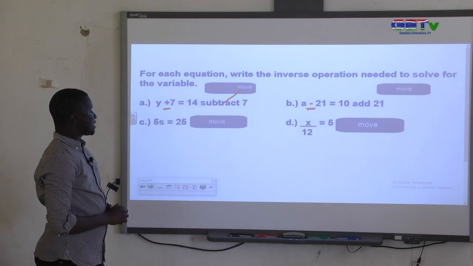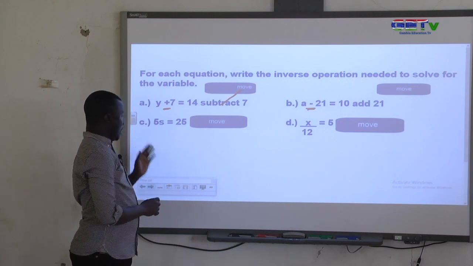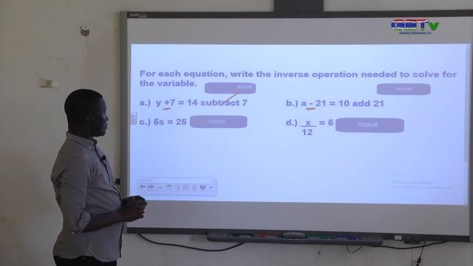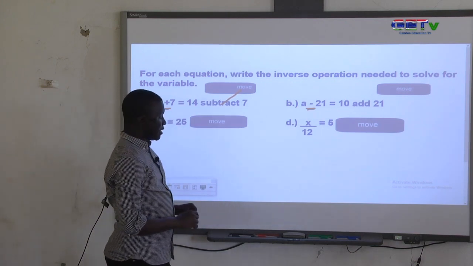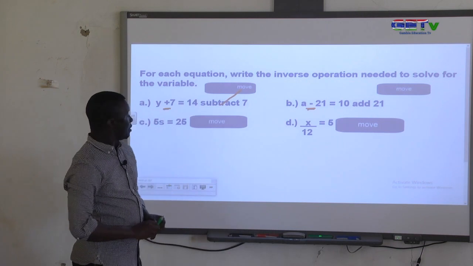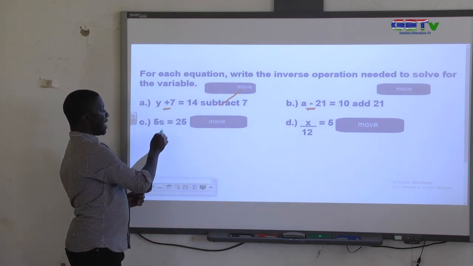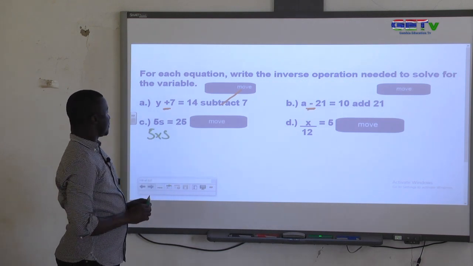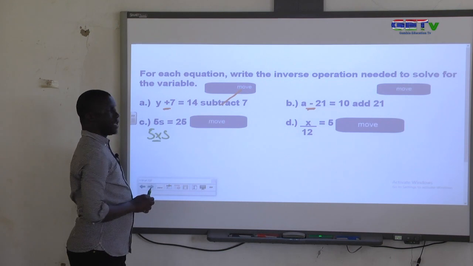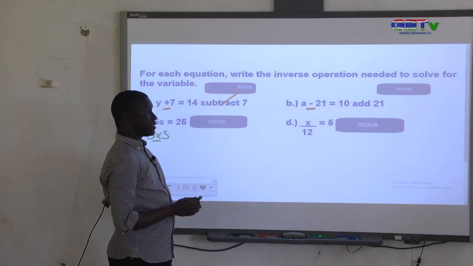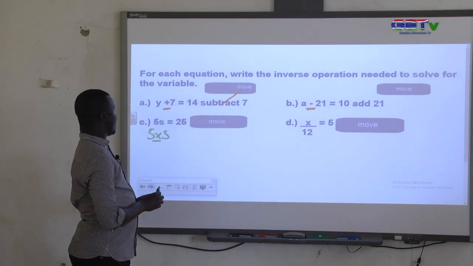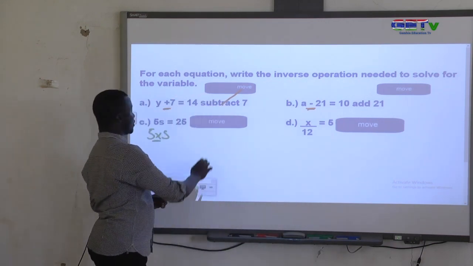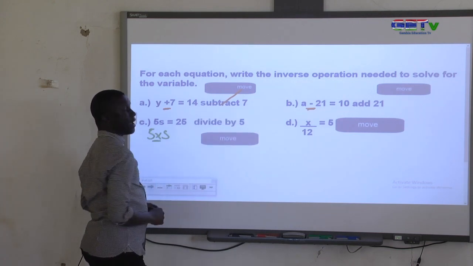C, 5s = 25. Our equation here is 5s = 25. For us to isolate our variable s here, we need to know the operation that we have here. 5s means 5 times s. So because we are multiplying here, the inverse of multiplication is division. So therefore, we will divide this by 5 so we can isolate our variable. Divide by 5.